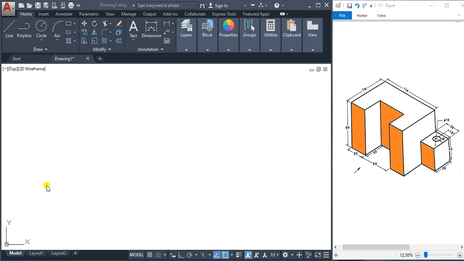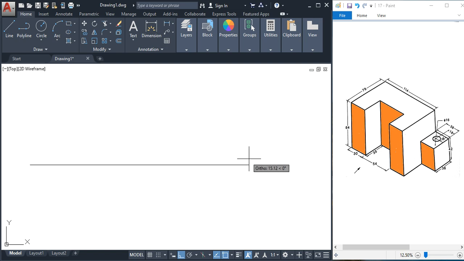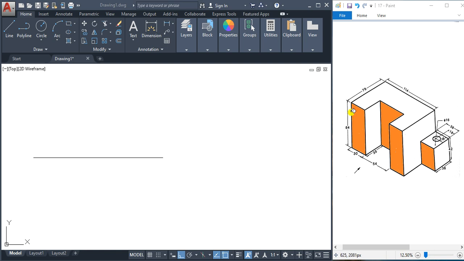First of all, let us draw a reference line here of some length, and we'll assume that this object is kept at some distance from HP, and we'll draw first of all these three rectangles. So if you see the total length, it is 114 and height is 84, given. So we'll draw an outer rectangle of 114 by 84, and we'll represent these rectangles.